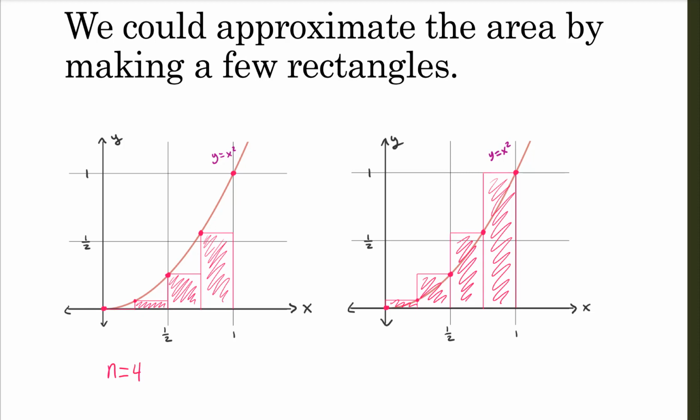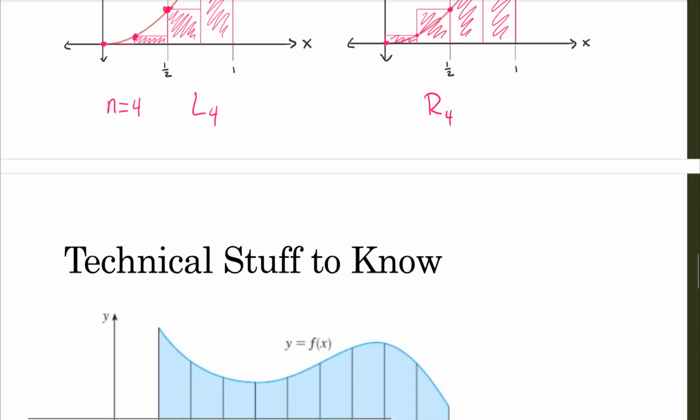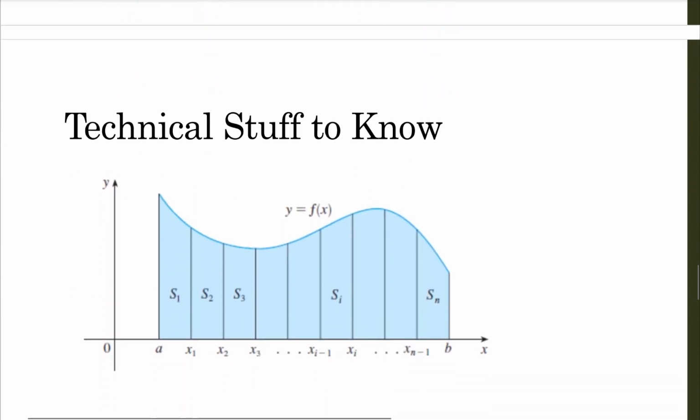What we call this on the left, since we're coming from our left point on all of them, not from the right point, we call this L4. We took the left-hand side and broke it up into 4 pieces. Similarly, over here, we broke it into 4. We call it R sub 4. Just a reminder as we move on, because we're going to start talking about some technical stuff.